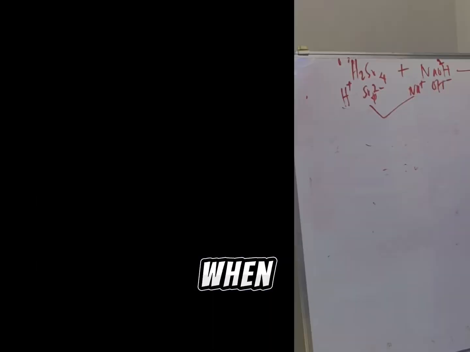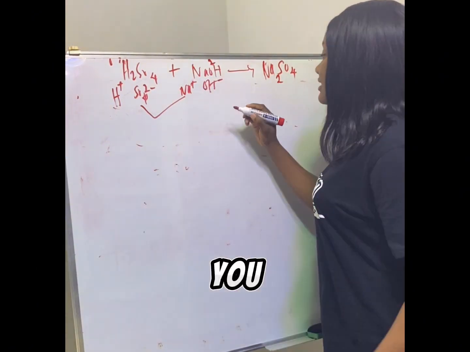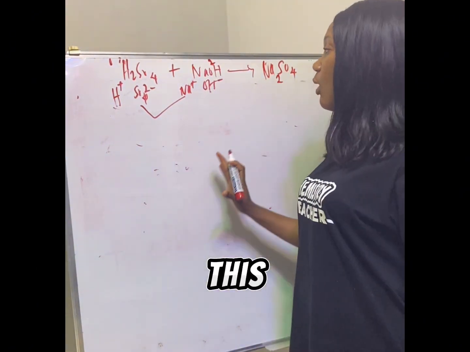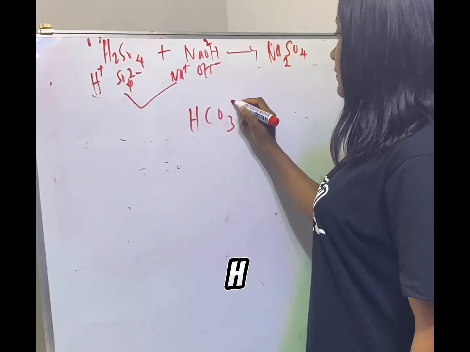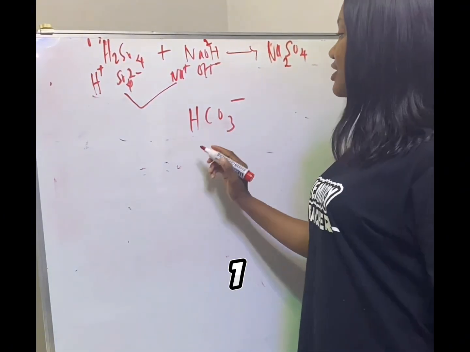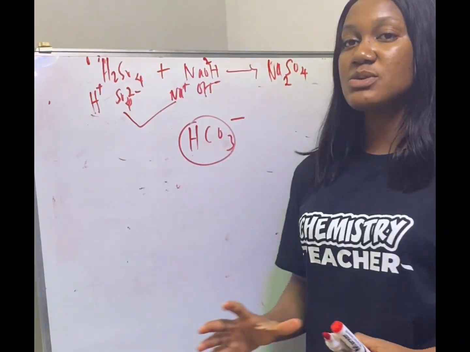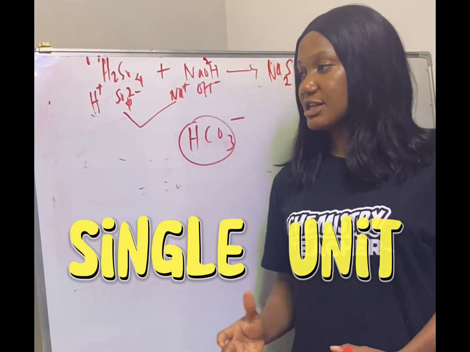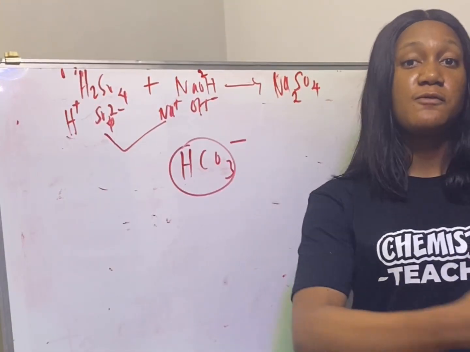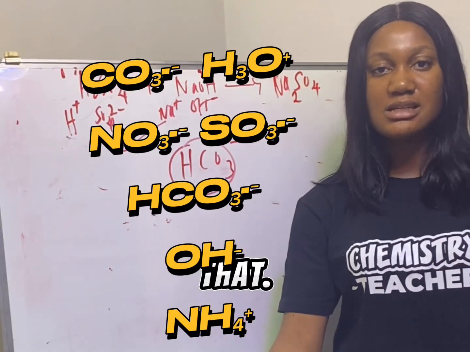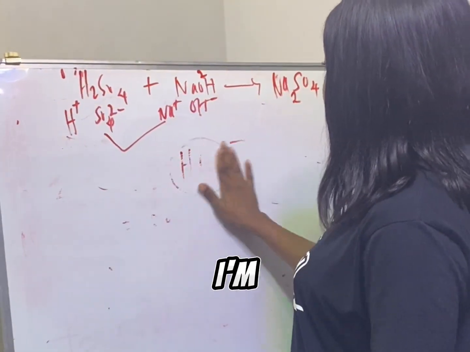When you see radicals, what are radicals? Radicals are a group of elements having a charge. The charge in these radicals is for all of the elements involved in that radical. Example, I have a radical like HCO3. This minus 1 here is the charge of all of this, or it's the oxidation state of all of this. These radicals we see in chemistry, we treat them as a single unit. That's to say that when we see a radical like this, we assume that all of these are 1. You have to cram this. Here are just a few of the radicals that you will be needing in chemistry, or that are very important in your chemistry calculations. Now, I'm going to clean this.